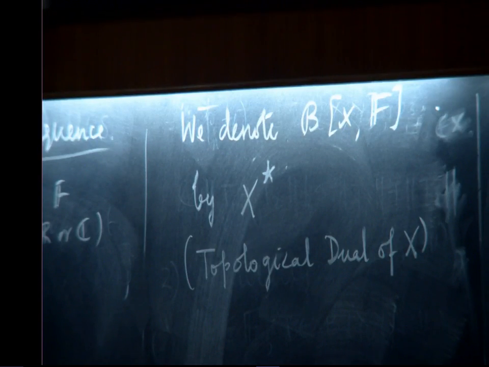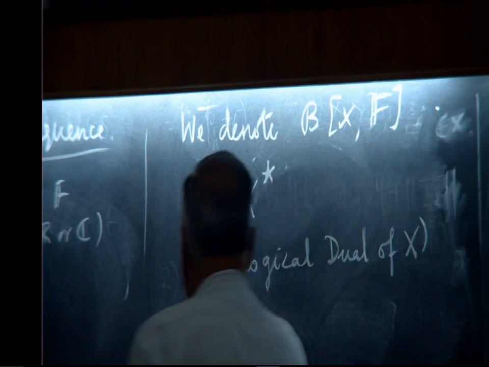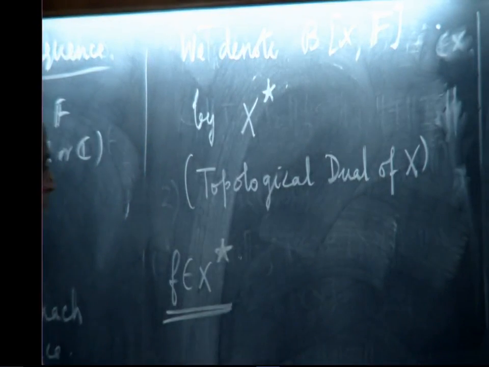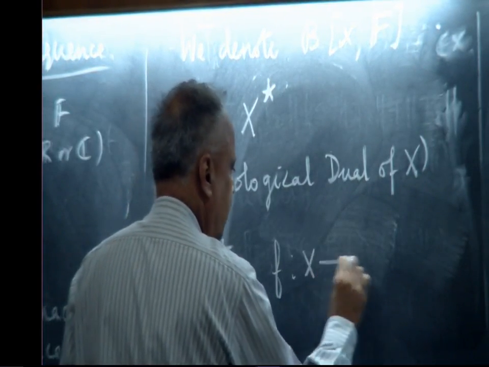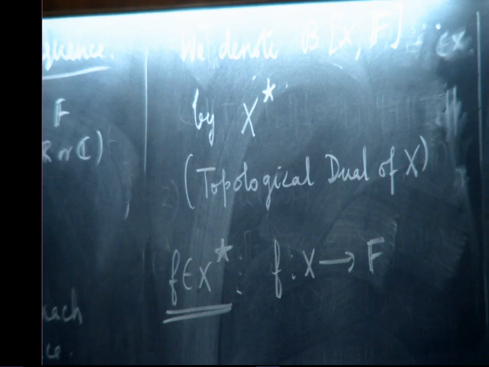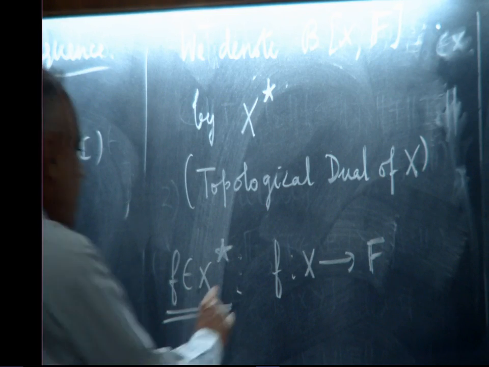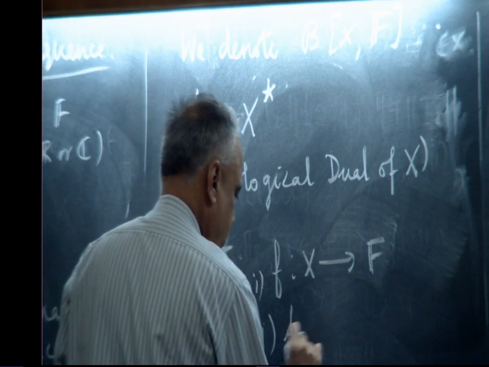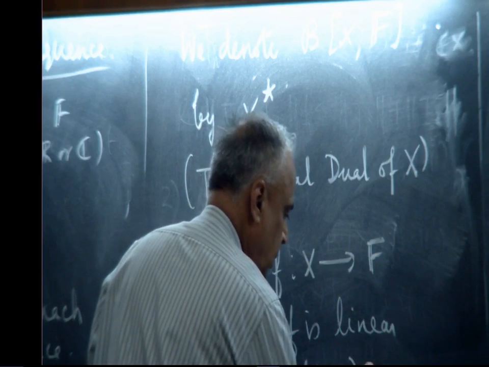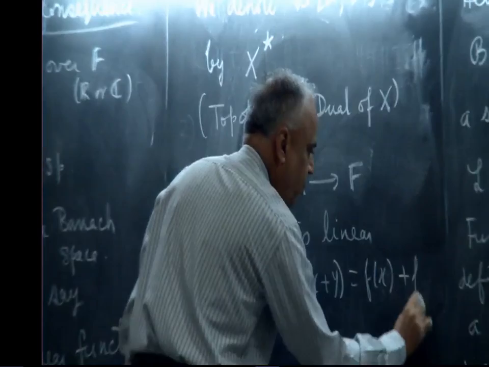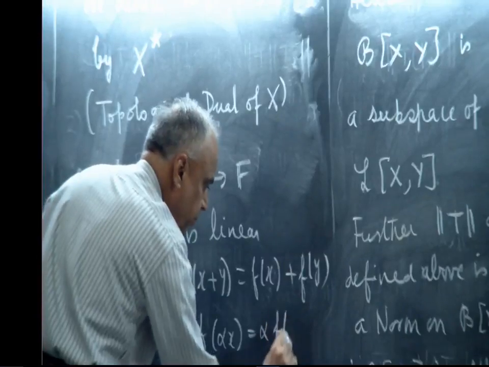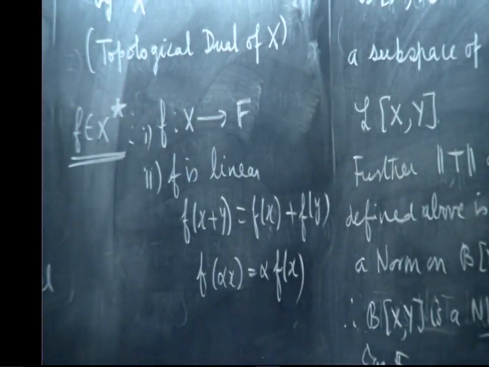Okay. So, what does that mean? Suppose f belongs to X star. What do we mean? That means f is a function from X to the field. With each vector it associates a number. Second, f is linear. What does that mean? f of x plus y is f of x plus f of y, and f of alpha x is equal to alpha f of x. That is what is meant by linear.